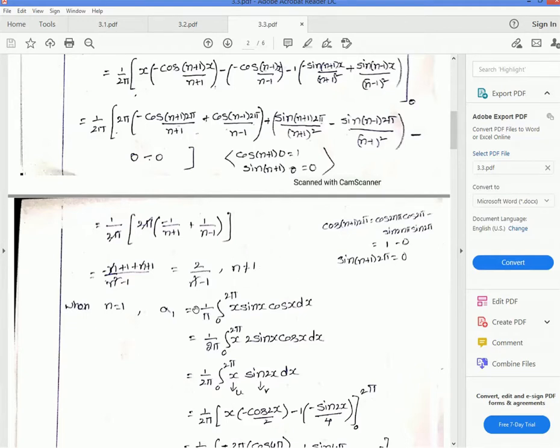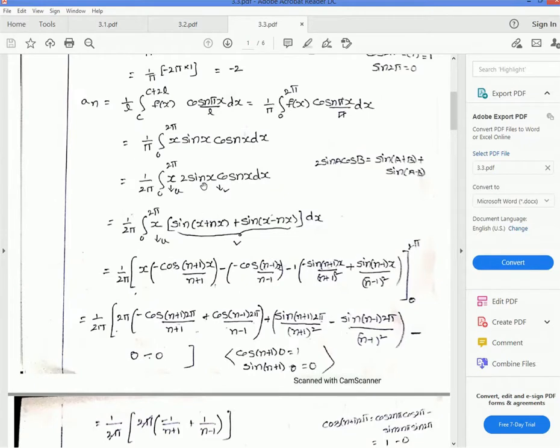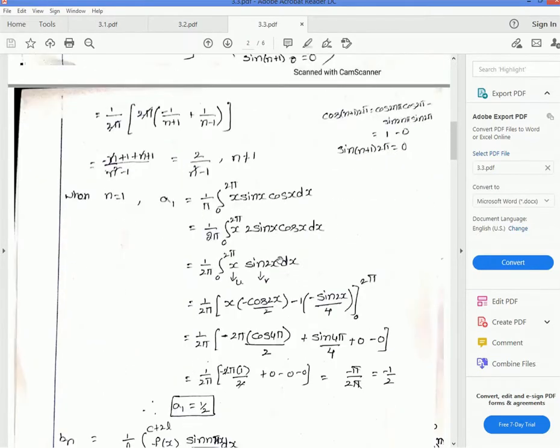So put n equal to 1 in this result. If n equals 1, we get x into 2 sin x into cos x. So 2 sin x into cos x gives sin 2x, x into sin 2x. So use the UV rule again, u is x and v is sin 2x. So u is x, v1 is the integration of v, sin 2x: minus cos 2x by 2, minus x derivative 1 into the integration of sin, so minus sin 2x by 2 into 2, 4, limits 0 to 2 pi.